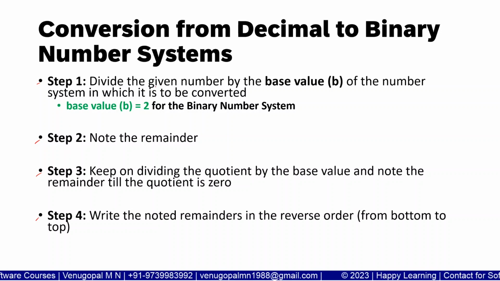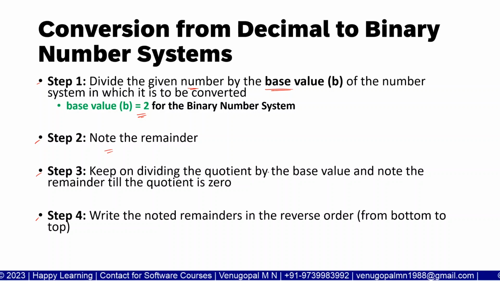So step 1, assume that there is a number given to you. You have to divide that given number by the base value of the number system to which it is to be converted. So in case of binary number system, if you want to convert it to binary, then the base value will be 2. So you have to divide a given number by 2 repetitively. Once you divide it, you have to note down the remainder.